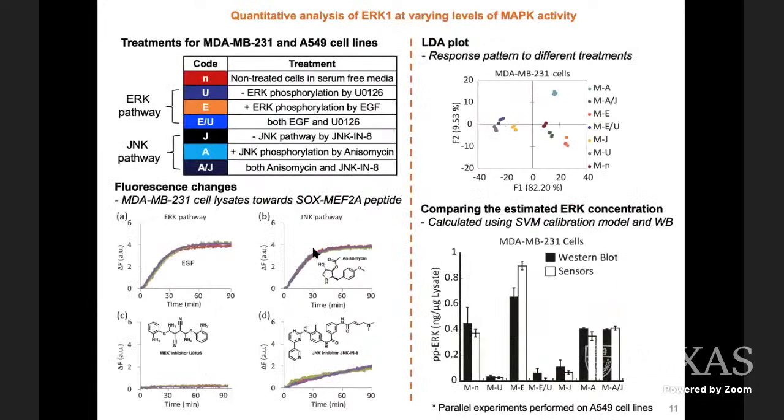Since the ERK level is closely related to many other MAPKs, we try to activate or inhibit the actual ERK activity by different treatments. Under the impact on the ERK or JNK pathways, one peptide has various response to these treatments, like this. Using the same standard for collecting the input data, we can generate the response pattern of the different treatments. Then we use the previous regression model to calculate the ERK concentrations in these samples, then compare our prediction to the Western blot results, and we can find the results are quite similar.